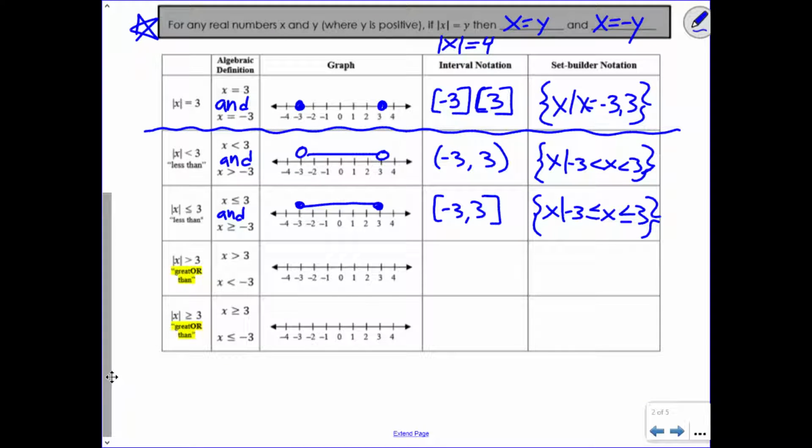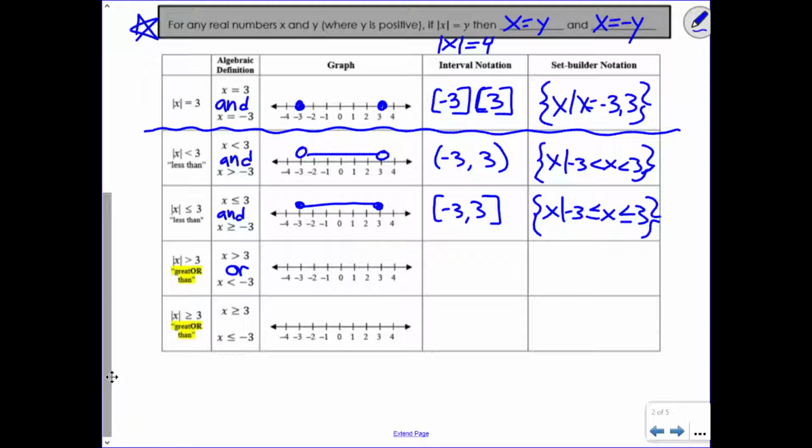Then we switch to the greater than. All of these have the word "and." What do you think the word's going to be for a greater than? "Or." I emphasize that because that's the way it's numbered. Greater. Okay, everything else is "and" except for greater than.